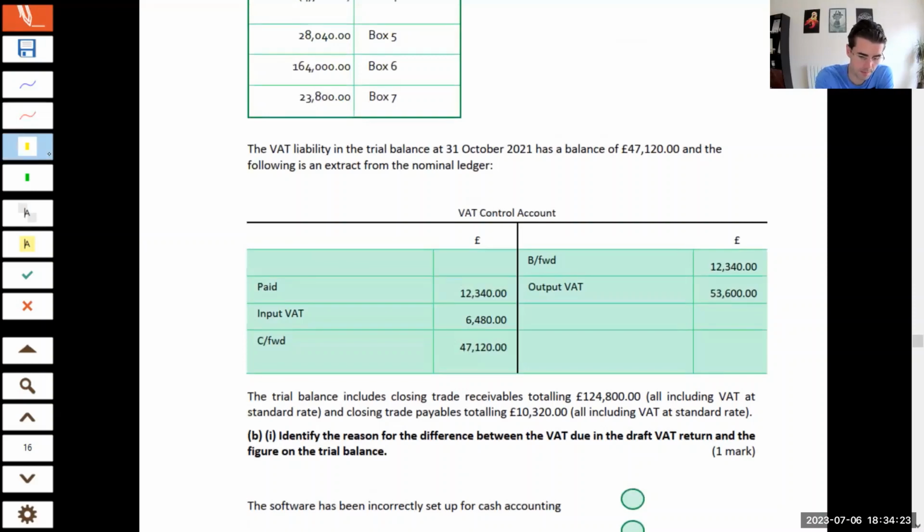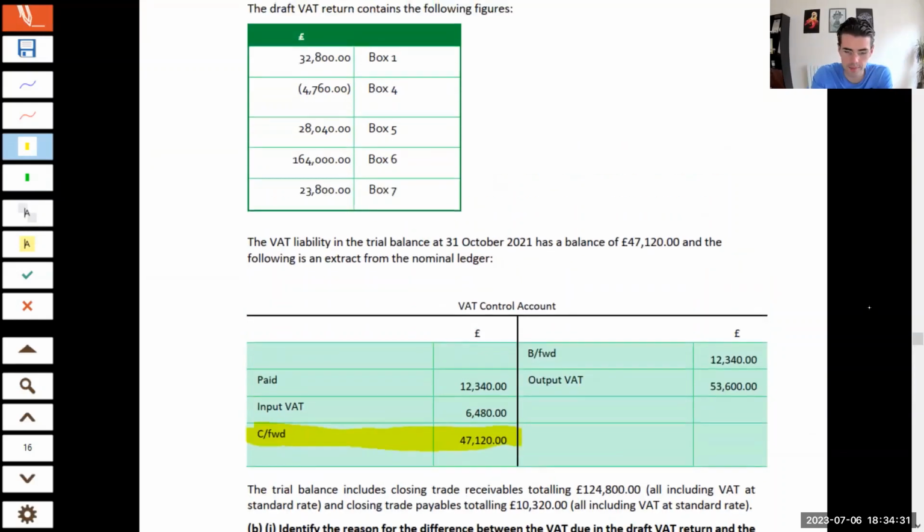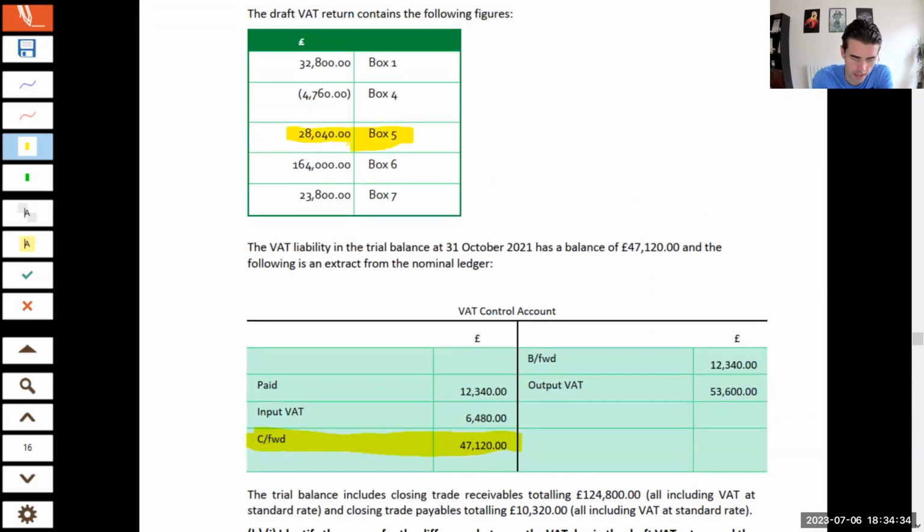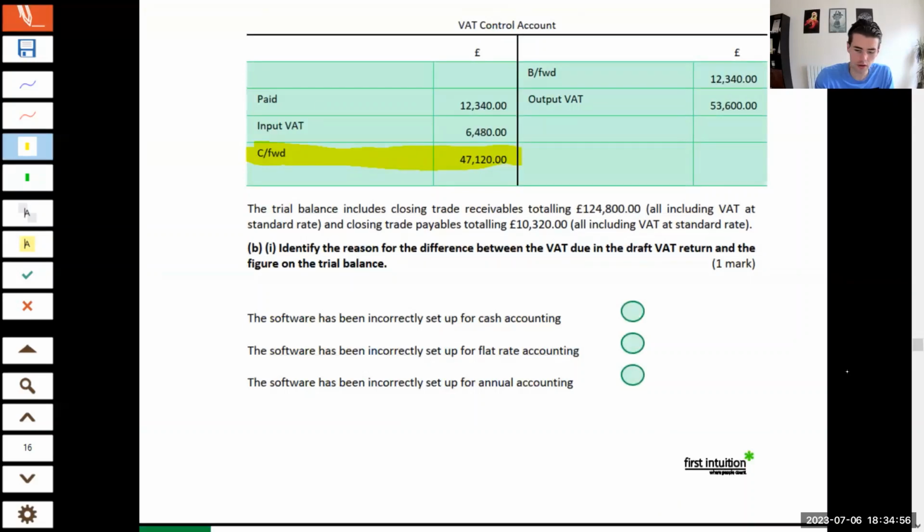Basically, there's a problem here. The control account seems to think that the VAT liability sits at 47,120. Box 5, which went on the VAT return, is the amount to be paid or reclaimed, and says that that figure should be £28,040. There is a difference between the two. So again, my figures don't agree with each other, and I need to find out why. It's either because the software is using cash accounting, flat rate accounting, or annual accounting.